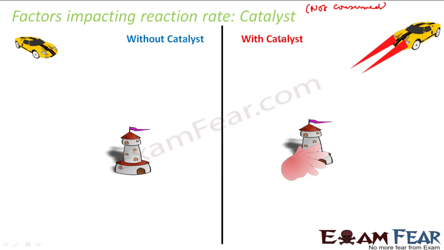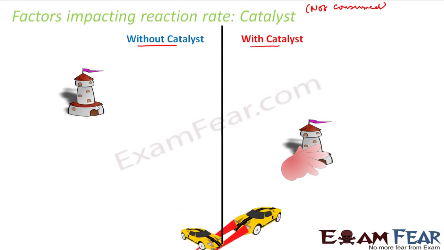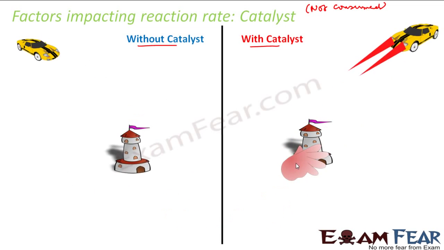So in this case, there are two reactants, this tower and this car, let's suppose. Right hand side also we have the same scenario. This is without catalyst, left side, right side with catalyst. So they somehow increase the collision frequency. So in this case, what it has done is this tower is a moving target, but the catalyst has somehow stopped this target. Since the target is stopped, the collision frequency is more.